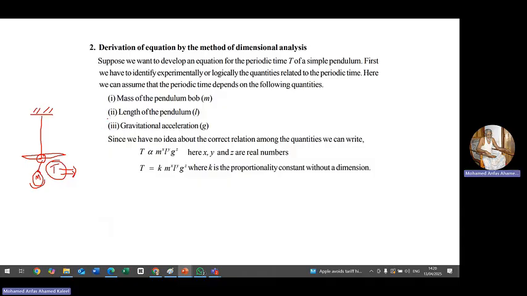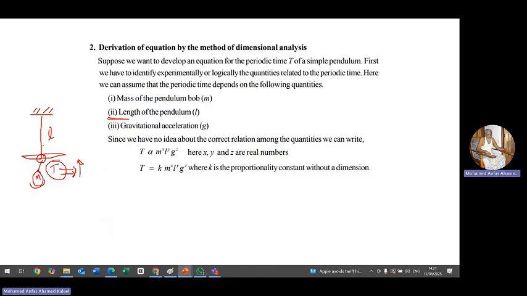Then the second one is the length of the pendulum. This is called L. What will happen if L is shorter? It will oscillate, and the time will be high. It means that in a shorter period, it will oscillate over a much higher range.